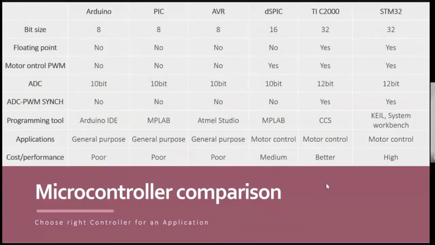ADC is one of the important factors affecting microcontroller selection. There is a 10-bit ADC in Arduino, PIC and AVR, and DSP is 10-bit. TI microcontrollers have a 12-bit ADC. Most of the motor control application based controllers have a 12-bit ADC. And about ADC PWM synchronization, that is seen only in TI and the STM controllers. That's a very good feature that can be used for motor control applications.